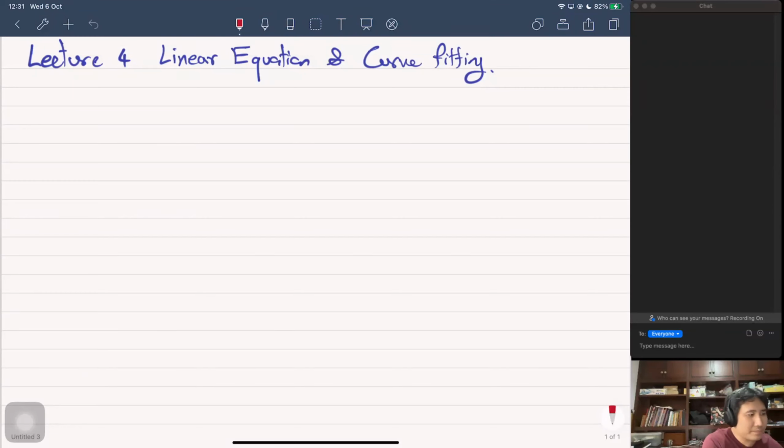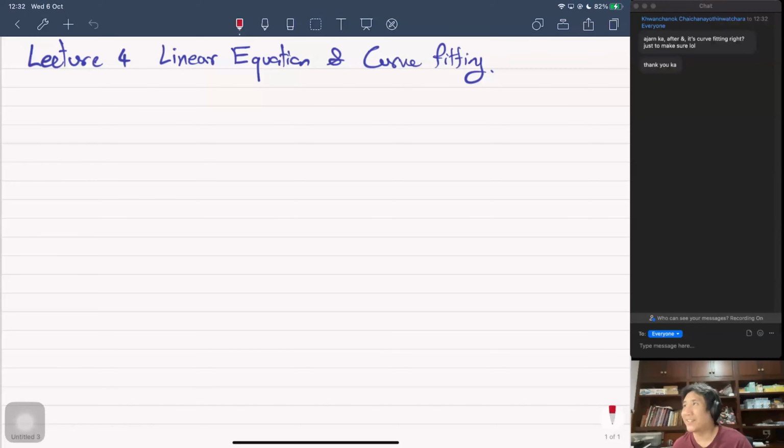Get the notebook up. Exercise 4 and then there. Okay. So, is this curve fitting? Right. Yes, it's that one. It's the one that says, if you open it, linear equation and linear regression. You can see that the notebook is actually fairly short.